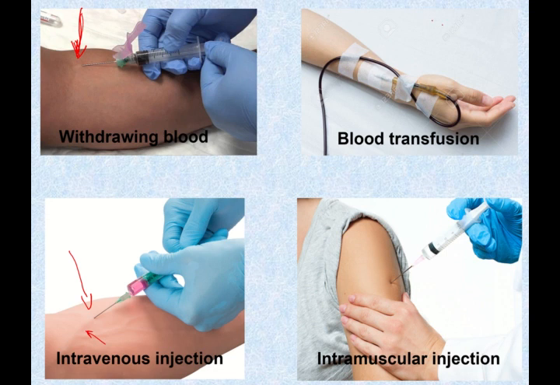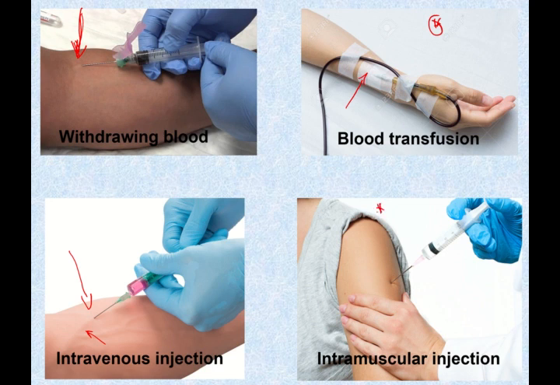And here in this picture, you can see a blood transfusion. Usually the blood transfusions are given into the cephalic vein here. This is on the lateral border of the forearm.